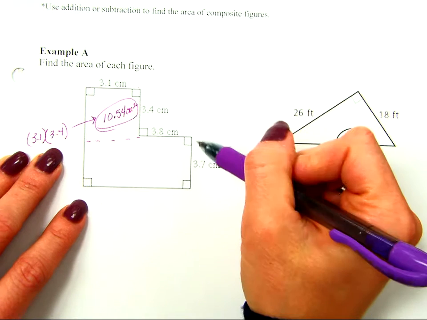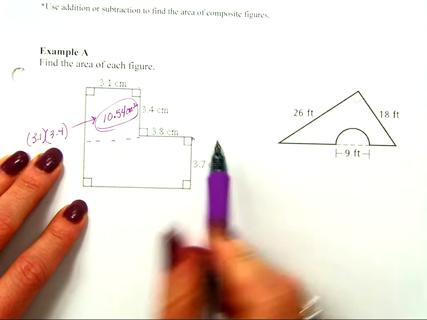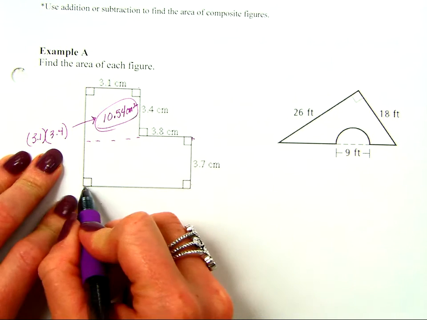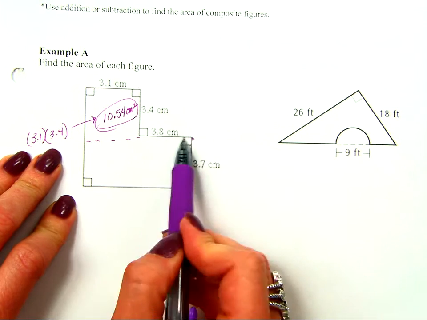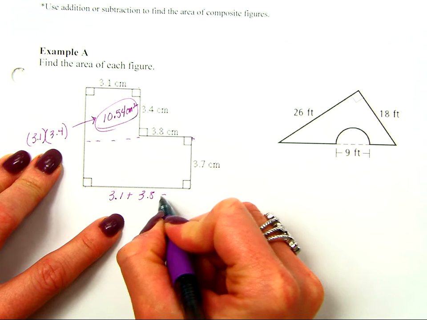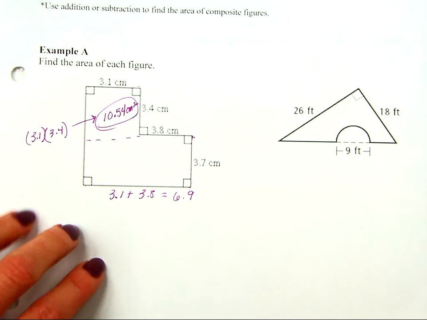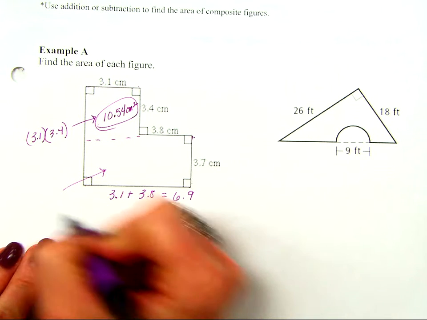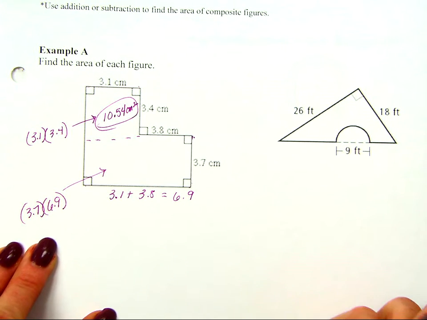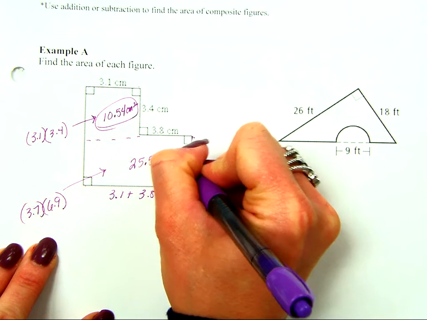Now, looking down below, I know that for this rectangle, what I'm going to think about as the height is 3.7. But I know I can't use 3.8, right? It has to go all the way across. So all the way across, 3.1 and 3.8 would be added together for my total length. So when I go to find my area here, I'm going to be taking 3.7 times 6.9, and again, I want an exact answer if I can. It comes out to 25.53.